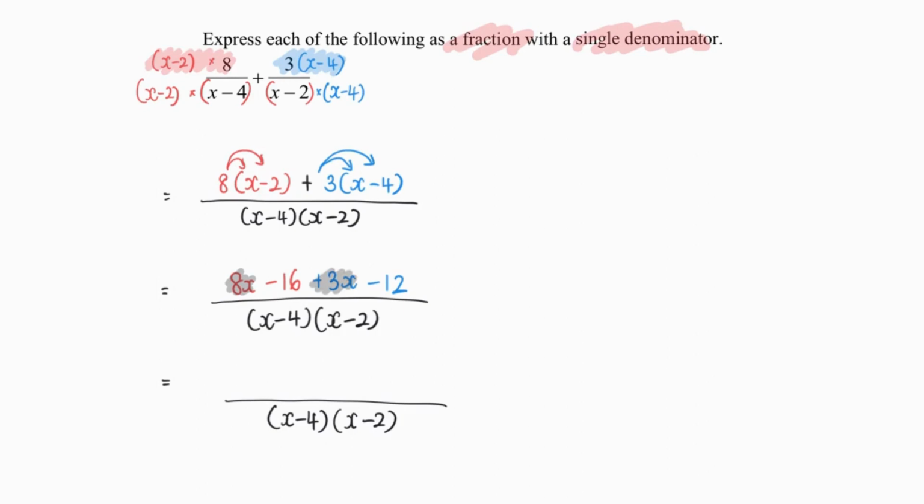8x plus 3x, 11x. Negative 16 minus 12, negative 28. That will be the final answer for this problem.